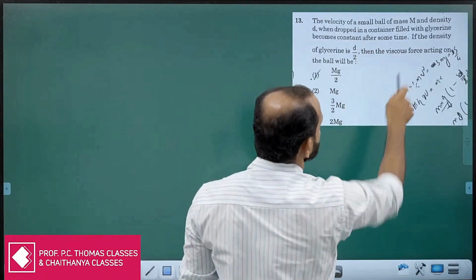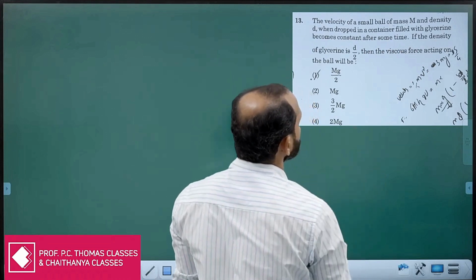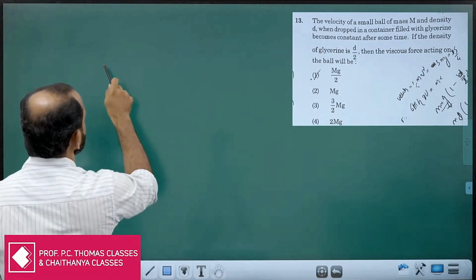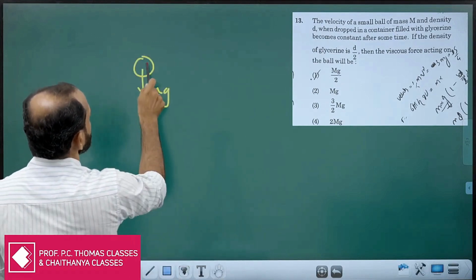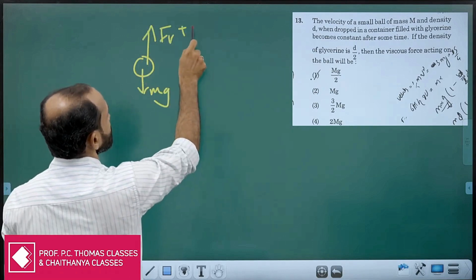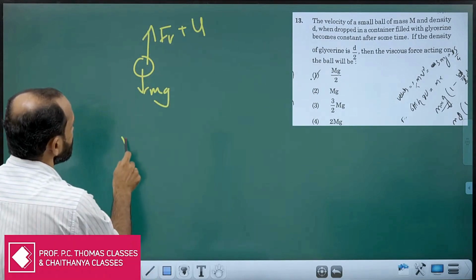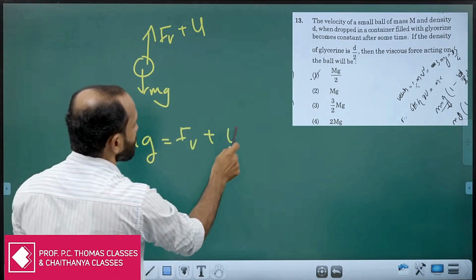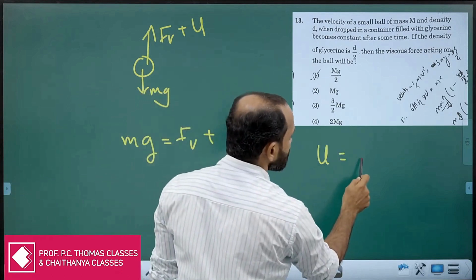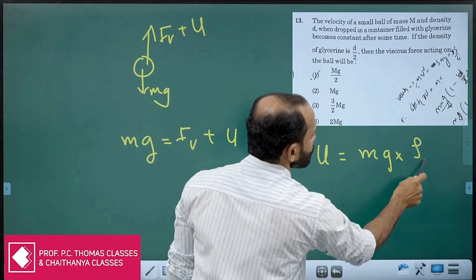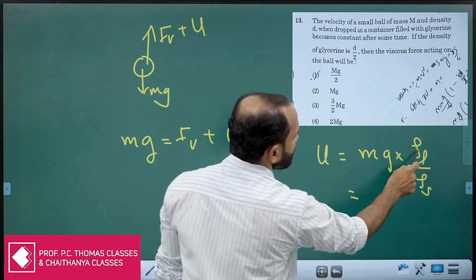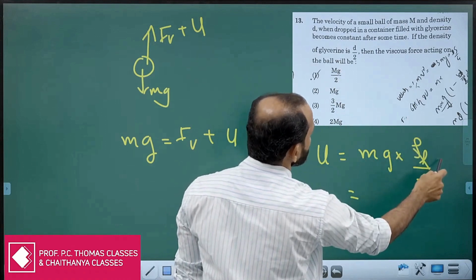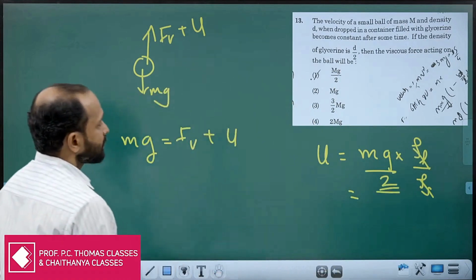Velocity of a small ball of mass m and density d when dropped in a container filled with glycerin becomes constant. Concept of terminal velocity: we know that the forces acting are mg downward, and the viscous force as well as upthrust are acting upward. In equilibrium, when it moves with terminal velocity, mg is equal to viscous force plus upthrust. We know the formula for upthrust as mg times density of liquid by density of solid. It's given that density of liquid is half the density of solid. So the upthrust is mg by 2.